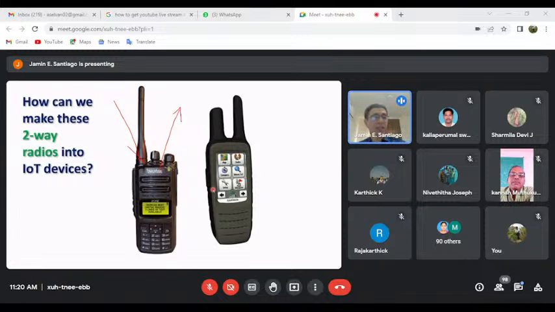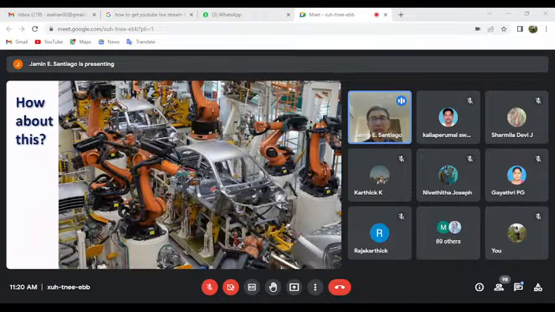Now, the last device, this one. How about this? Now, this is now the topic of this week-long seminar, the industrial Internet of Things. What can we say about this? There are a lot of robots in there. So how many robots? So 1, 2, 3, 4, 5, 6. Okay, let's say more than 10. Okay, so this is a complicated operation.